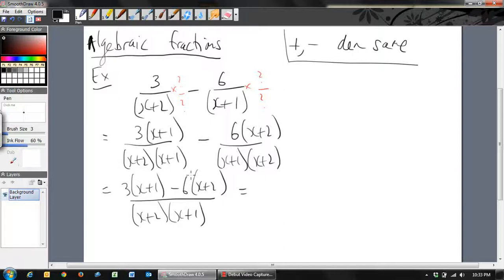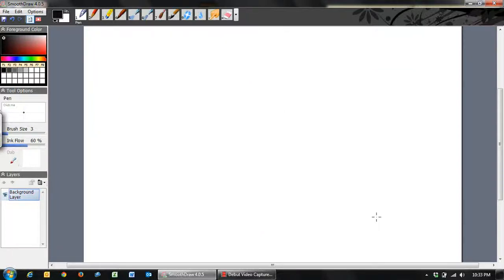So I've got 3x minus 6x, so you get minus 3x, and then you've got positive 3, and then negative 12. 3 minus 12 is negative 9 over that rubbish down the bottom, x plus 2, x plus 1, and that is your answer. Okay, so there's one like that. Let's do another one, maybe a bit more complicated.